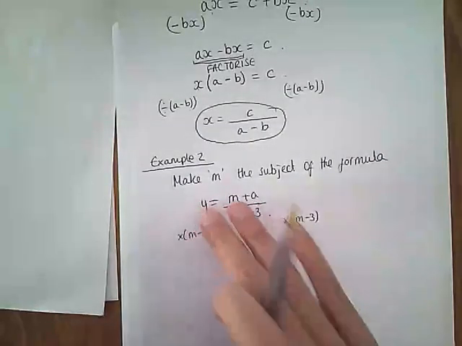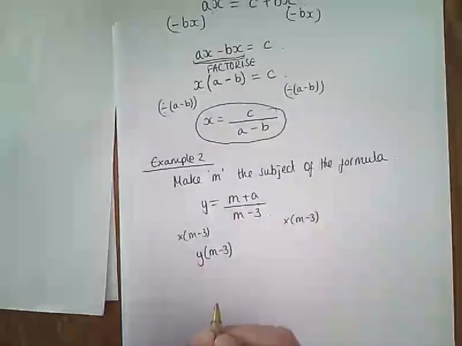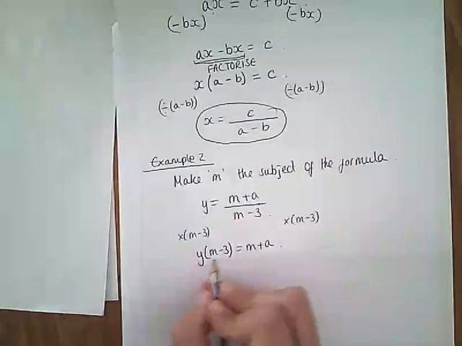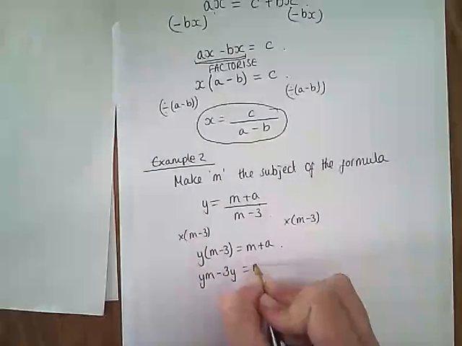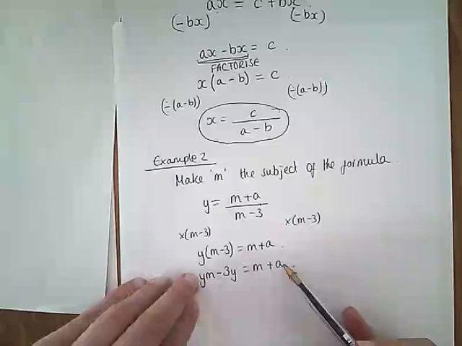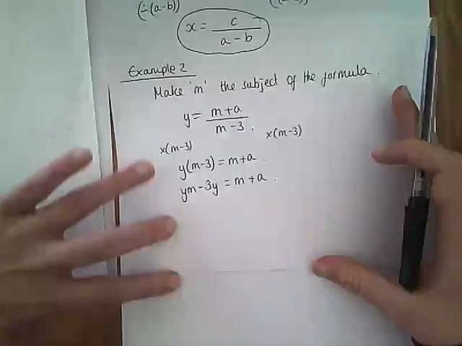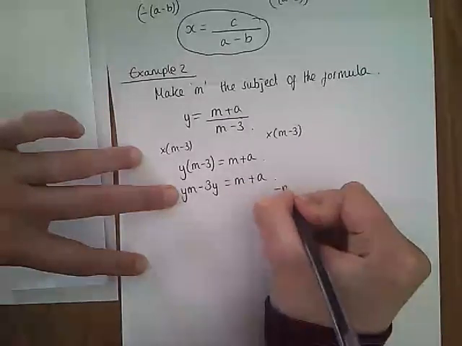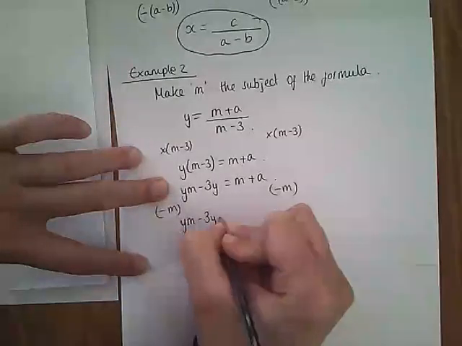And if I do it to this side, I've got to times y by m minus 3. So I've got y lots of m minus 3. On this side, I'm left with m plus a. I've got a bracket here, natural to expand it, so you get ym or my minus 3y equals m plus a. Now we're back to the same sort of stage as we were that we started at up here. Okay, so we're trying to get anything with an m on one side of the equals. So let's take all our m's to the left. How do I get this m on the left? I take it away. So I've got ym, take away 3y, take away m equals a.